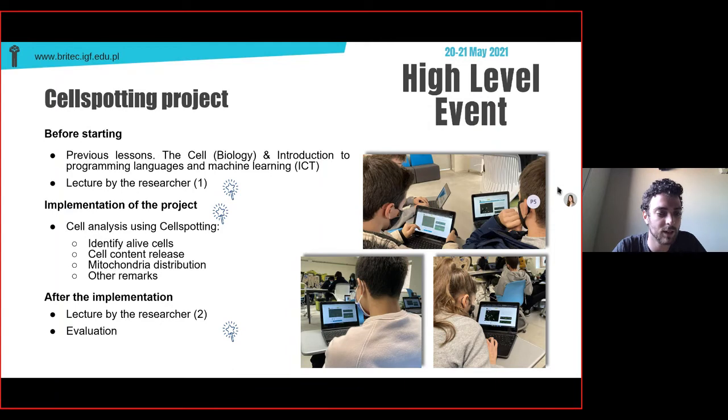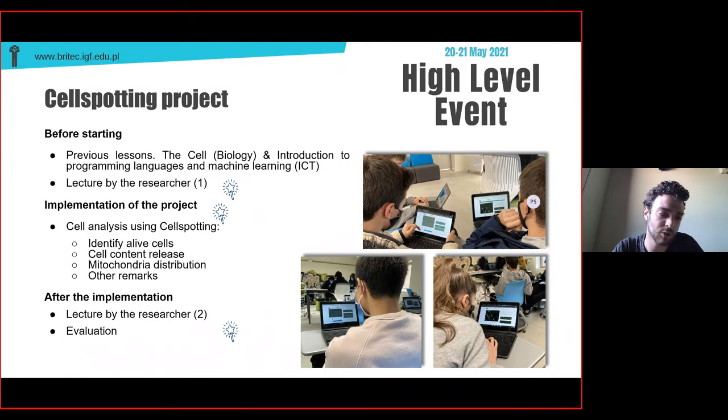We did some cell analysis using cell spotting. They had to identify alive cells, cell content release, the mitochondrial distribution, and many other remarks. So it was a really complete experience. They had to spot, for example, the multinucleated cells and any aspect of the cell that they considered relevant, such as very large cells, very small cells, cells that didn't seem to be moving at all, granularity inside the cell. So they were understanding the machine learning algorithm. They were understanding that there was something happening over there that was connected to what they had been learning in the ICT lessons. And they were also learning biology.